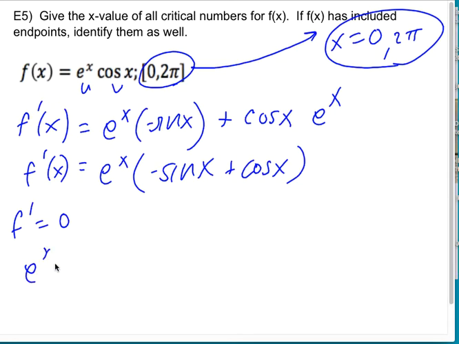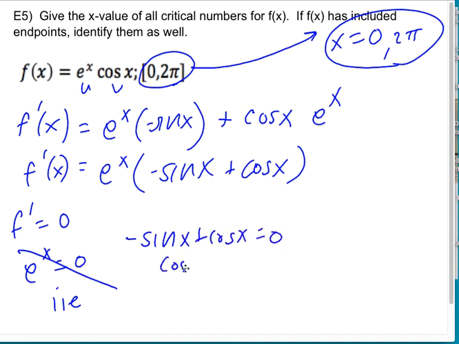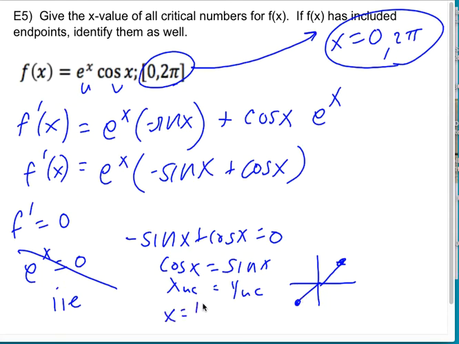0. Either e to the x is 0, which is a lie because e to the x is positive, or negative sine x plus cosine x is 0. Well, that means that cosine x is equal to sine x, meaning the x on the unit circle is equal to the y on the unit circle. Well, that only happens here at root 2 over 2, root 2 over 2, and here where both of the root 2 over 2's are negative. So my answer is going to be x is pi over 4 and 5 pi over 4.